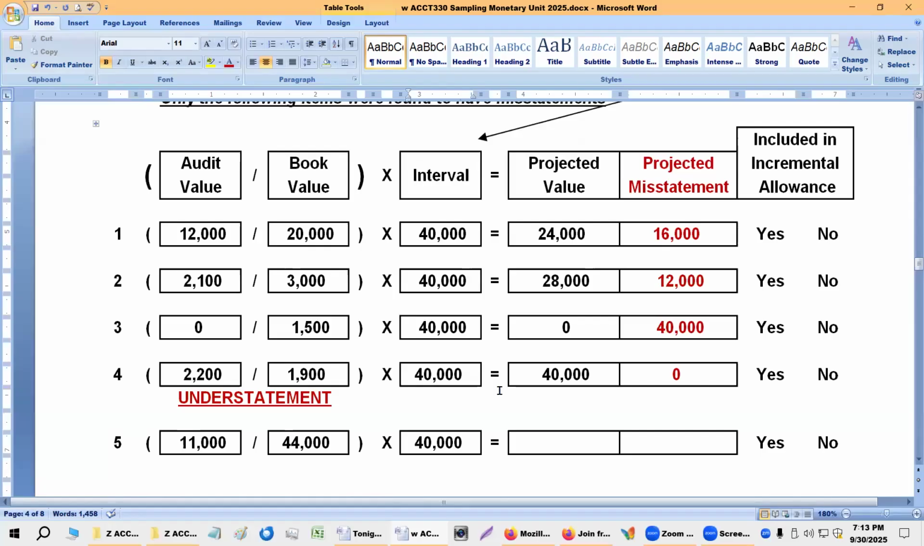Usually when you find errors, you do something with it, but in this case, you wouldn't. You probably tell the client which of these accounts are off, just so they can look into it. But as far as projected misstatement, it has nothing to do. We're looking for overstatements and find an understatement we can correct.